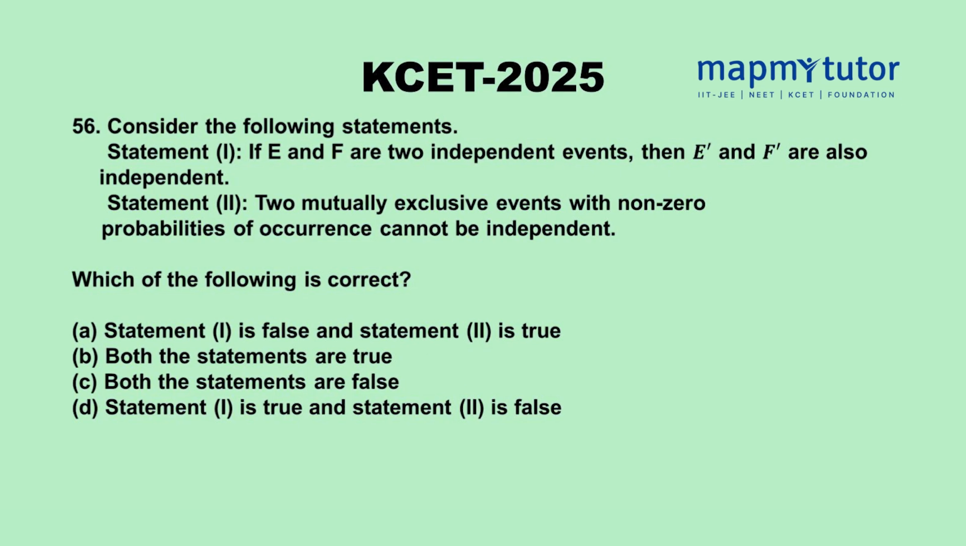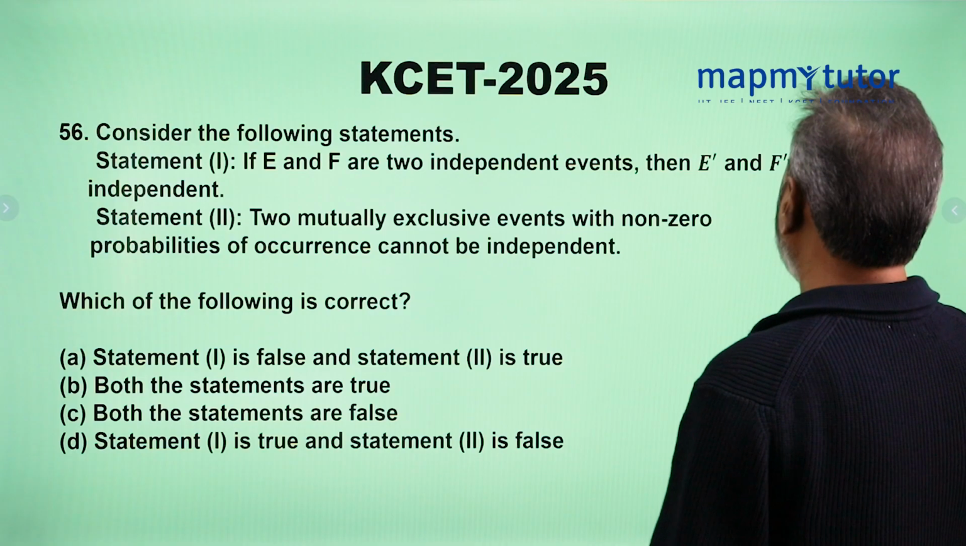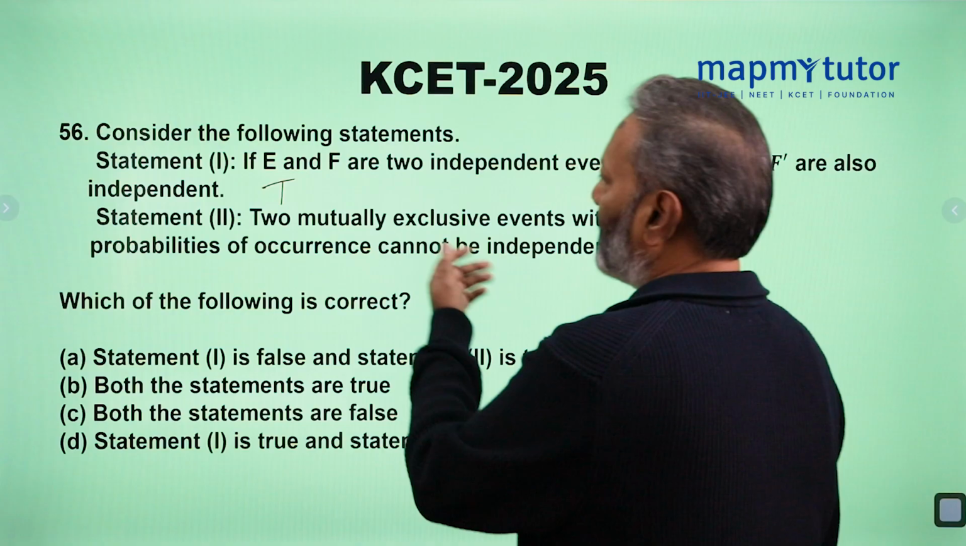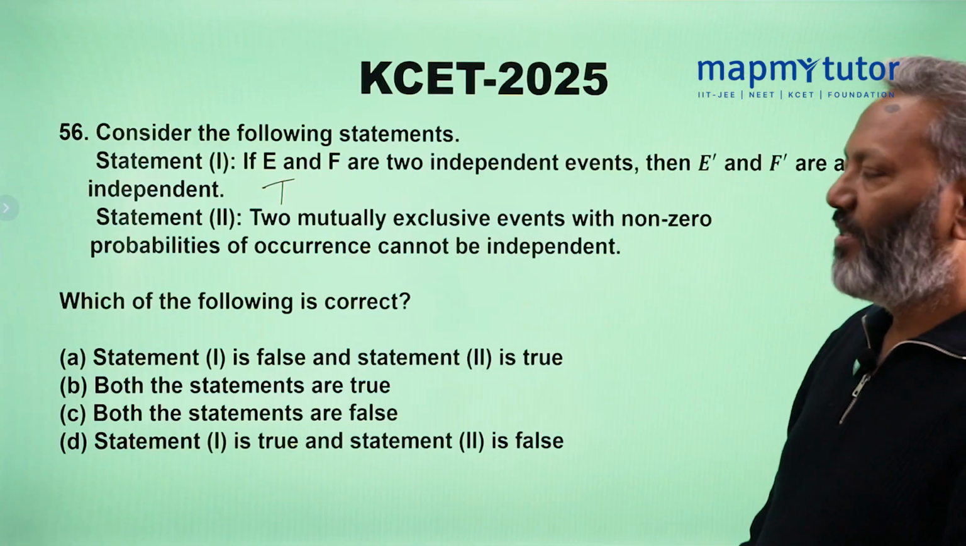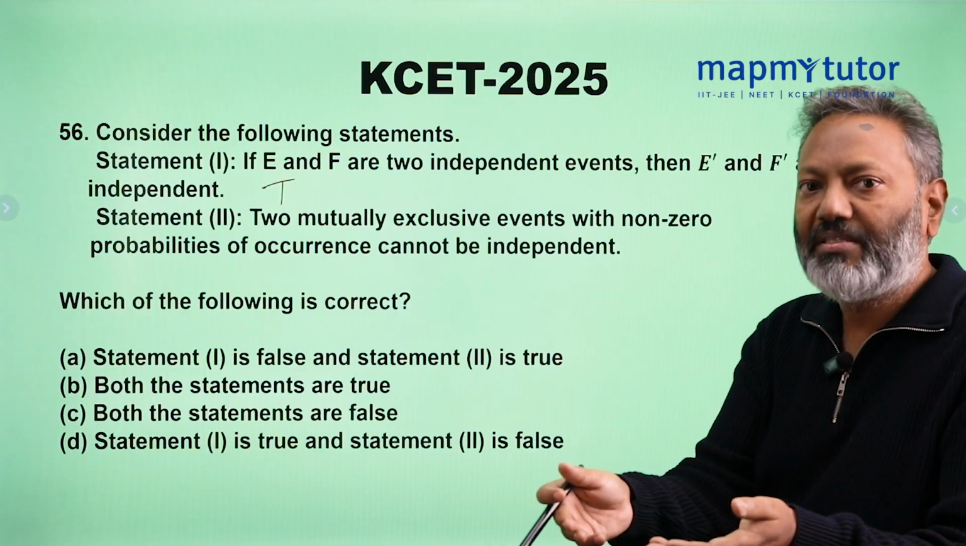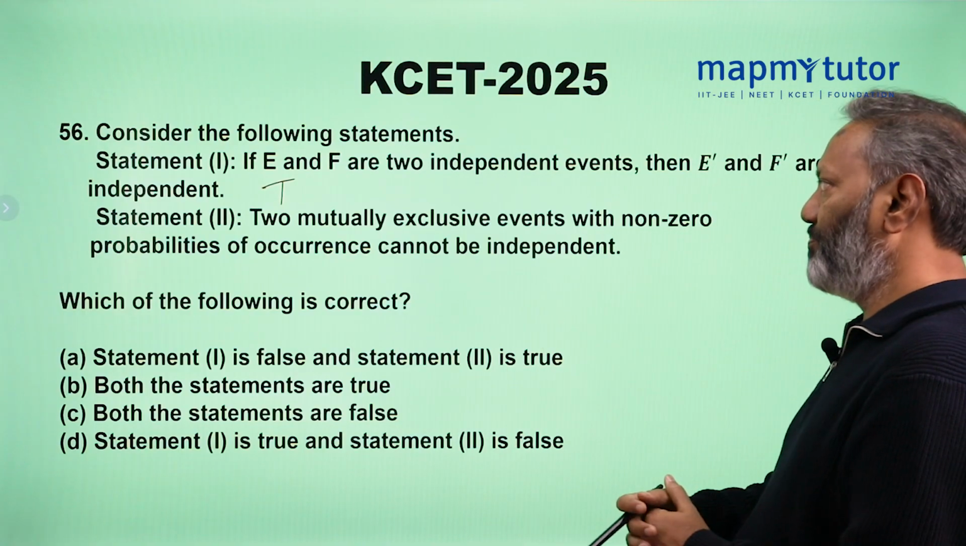Consider the following statements. Again, statement 1. If E and F are two independent events, then E dash, F dash, where E dash means complementary of E and F dash complementary of F, are also independent. Proof: it is basic theory. Again a theory point. Whenever two events are independent, their complementary events are also independent. It is true.